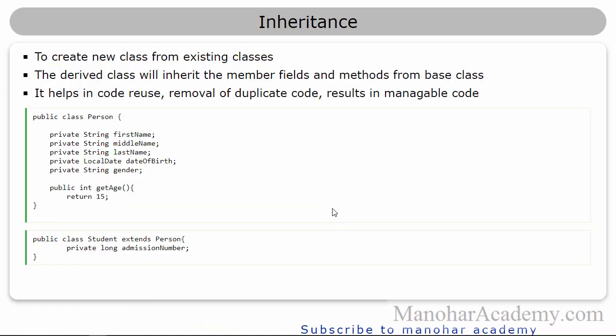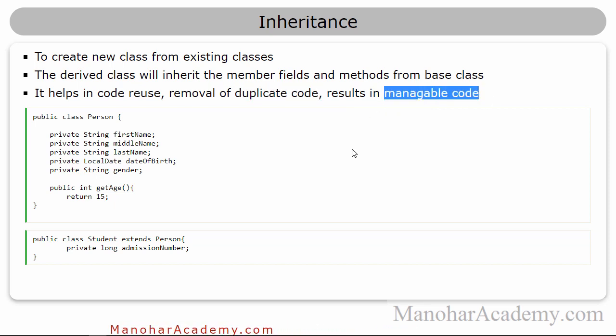So when we are talking about inheritance, we are actually talking about creating new classes from existing classes. As a result, the derived class will inherit all the member fields and all the member methods from the superclass. It will help us in code reuse. Also, it will help us to remove the duplicate code. As a result, we are writing manageable code.